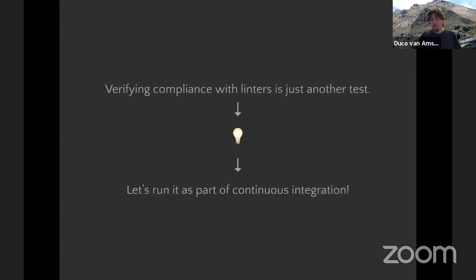Because verifying compliance with linters is just another test. So you can run it as part of continuous integration in your open source projects, especially with GitHub Actions or other platforms that allow you, for open source projects, to just run CI for free and with very little setup. So what happens if you do that?